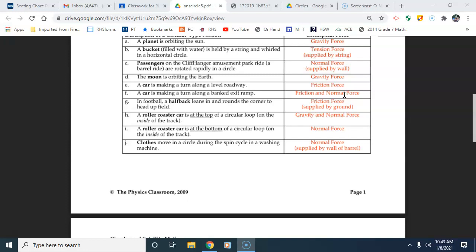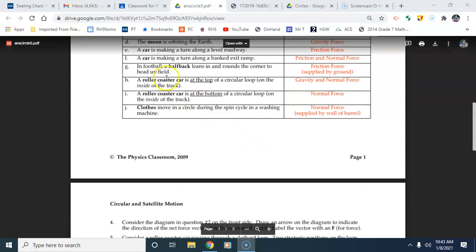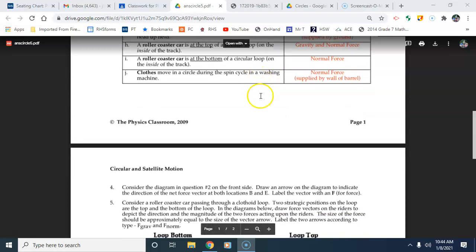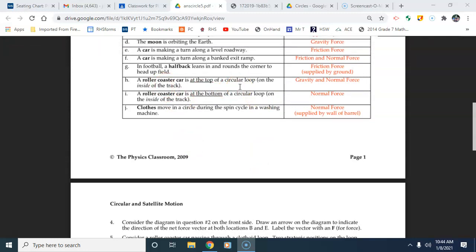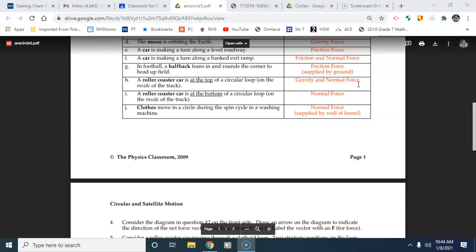and frictional force together. All right, in football, a halfback, just a running back, leans in and rounds a corner to head upfield. Rounding a corner on a flat surface, remember, like a car, it's friction. But same with a person. Your feet are just your tires, and if you're on a flat surface, it's friction as well. Just friction, it's a flat surface. Roller coaster in a loop. The loop pushes back on the coaster, therefore normal force.